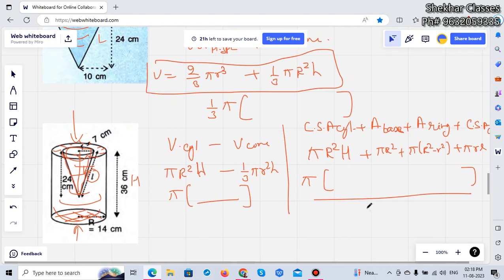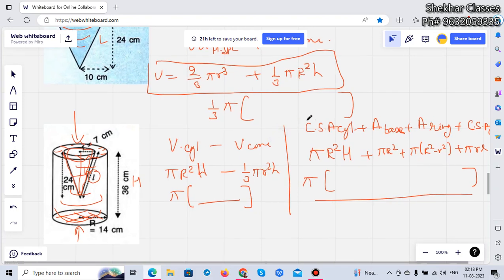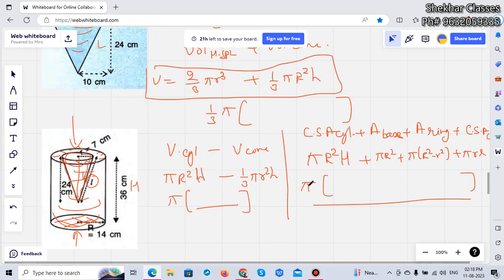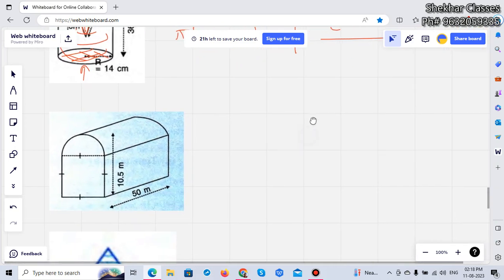So remember, this is how we have to solve. This is how we have got the total surface area which is visible for us, right? Don't just write the formula and put it, you will get it wrong. This is what you have to imagine. Next comes this figure.